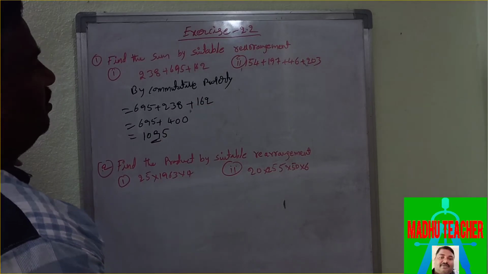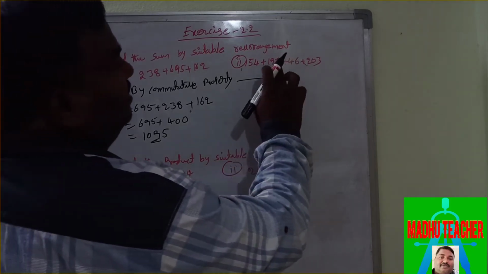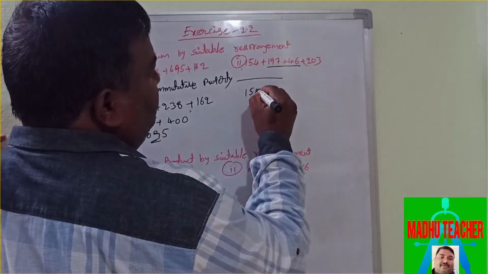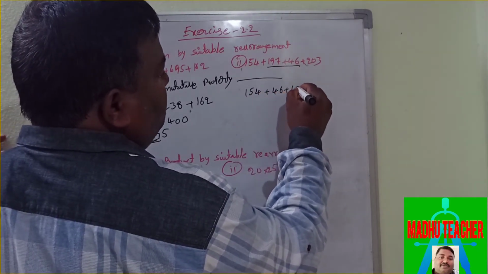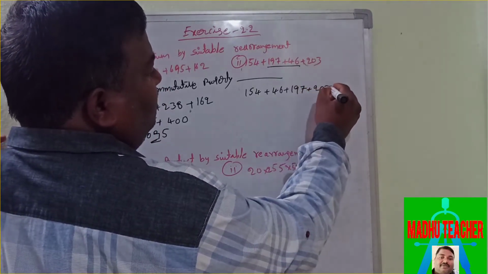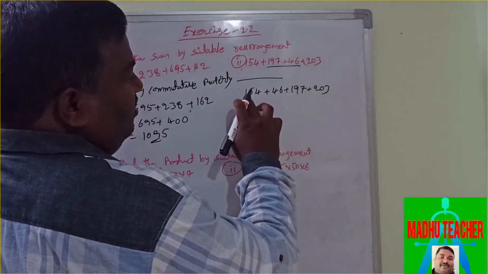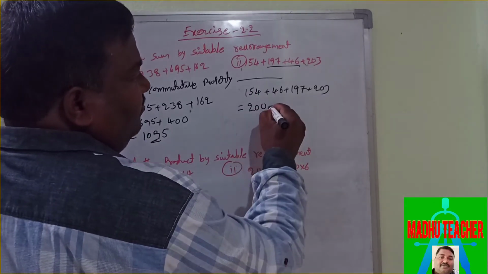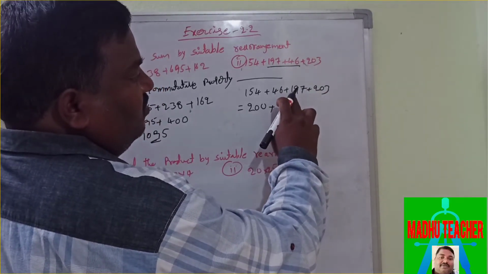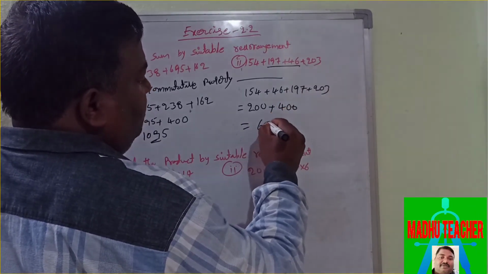Second one is also the same. By using commutative property, we can rearrange these two. That is 154 plus 46 plus 197, interchange these two, 203. By adding these two, 54 plus 46, 100. Already we have 100, 200 plus 197 plus 3, 200. 200 plus 200, 400. 200 plus 400 will get 600.